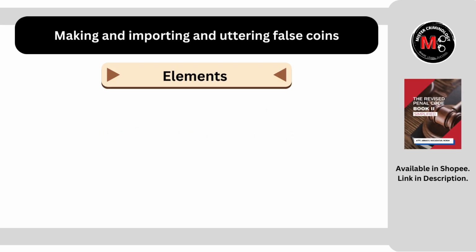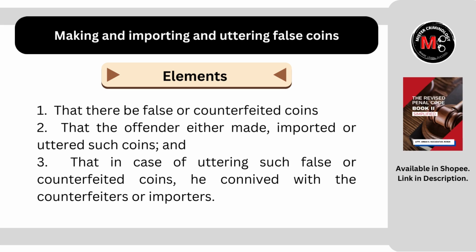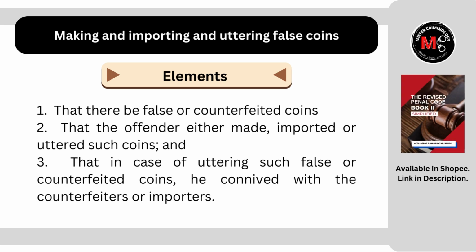Ang krimeng ito ay may tatlong elements. 1. That there be false or counterfeited coins. 2. That the offender either made, imported, or uttered such coins. And 3. That in case of uttering such false or counterfeited coins, he connived with the counterfeiters or importers. Discuss natin yung tatlong elements.